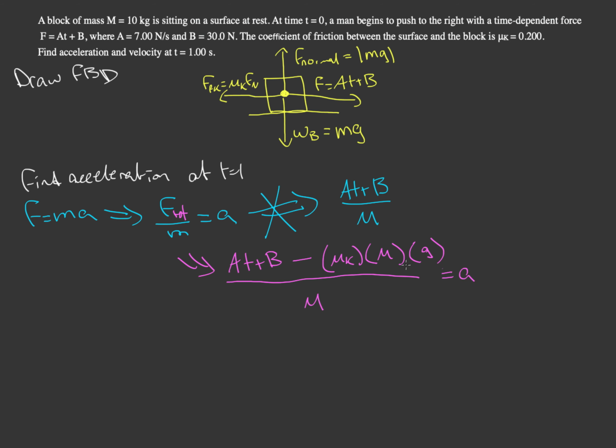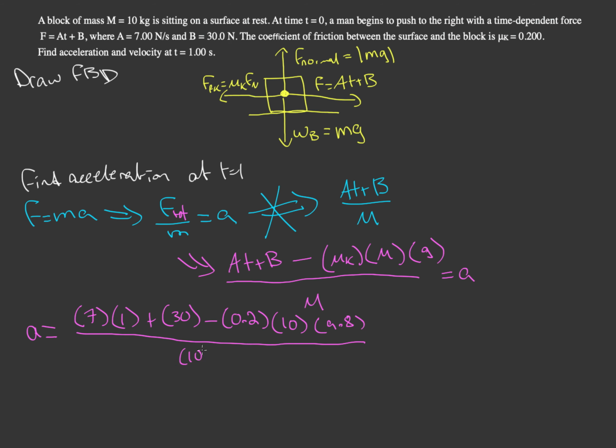This will give us acceleration. So if we calculate it, we get a is equal to 7 times t at 1, plus B, which is 30, minus the coefficient of friction, 0.2, times the mass that we're given, which is 10, times the acceleration of gravity, 9.8, and then we have it all divided by the mass, which is 10. And this gives us an acceleration of 1.74 meters per second squared. So that's how you set it up.